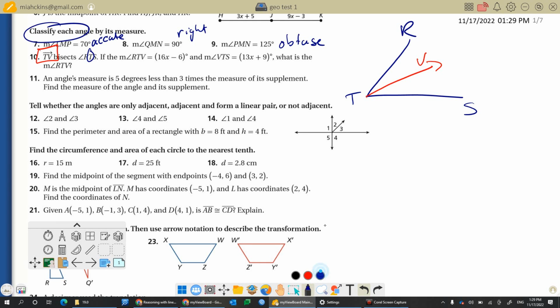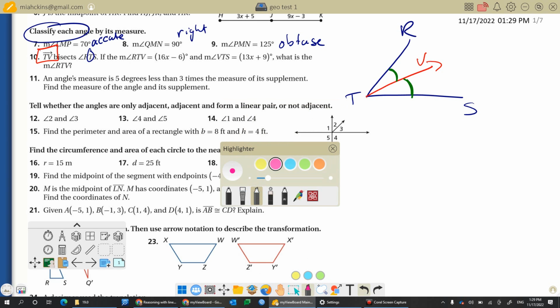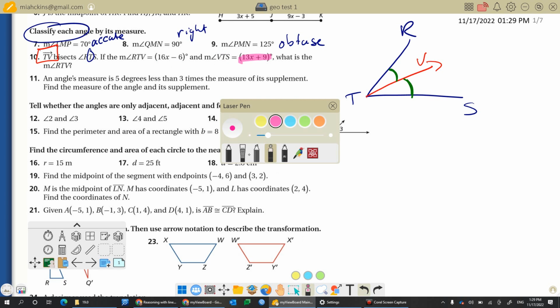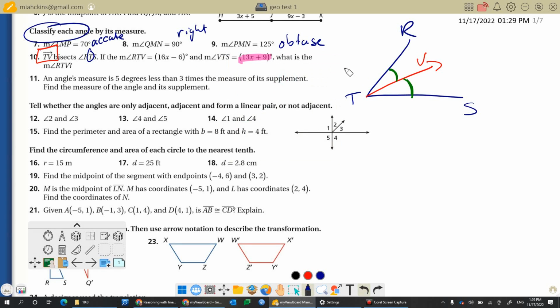bisects. And what do we mean by bisects? Well, that means that it split it in half. So then this and this are congruent, so we put in our congruent arcs. So we're told RTV, so we have RTV, and that is 16x minus 6, and VTS is 13x plus 9. So we're going to get those written in. So we write those in, 16x minus 6 and 13x plus 9.